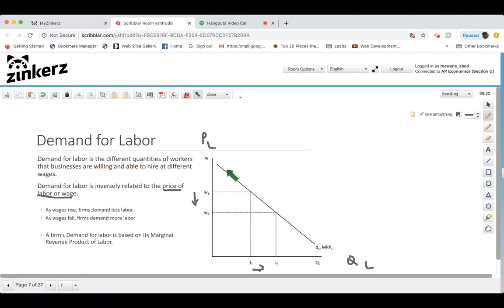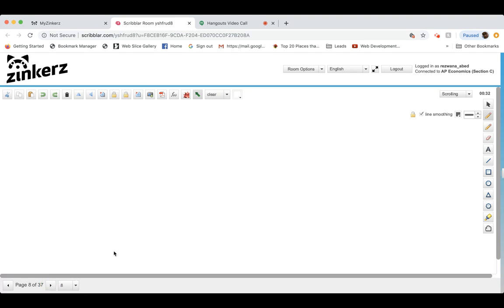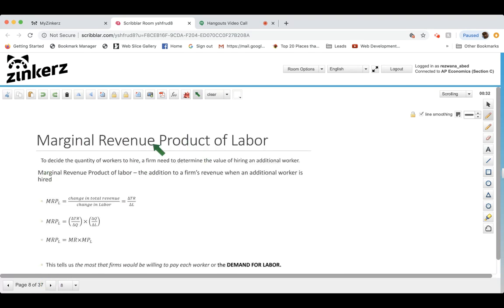So then we talk about something known as the marginal revenue product of labor, because basically a farm's demand for labor is really based on this concept. So let's take a look at what this is.